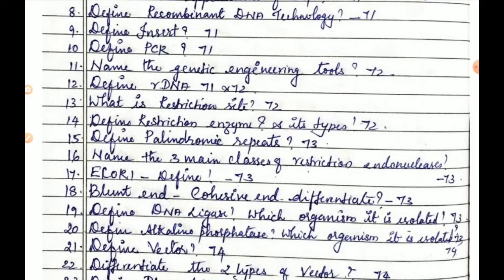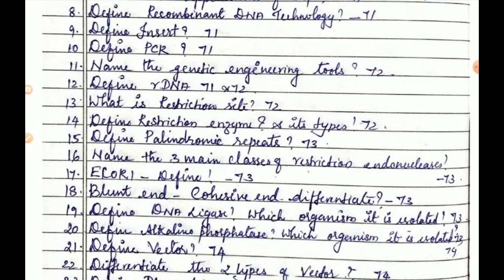Then 18th question: blunt end and cohesive end, differentiate. Page number 73. First blunt end, page number 73, right side, second paragraph. The exact kind of cleavage produced by a restriction enzyme is important in the design of a gene cloning experiment. Some cleave both strands of DNA through the center, resulting in blunt or flush ends. Close it. This is known as symmetrical cut.